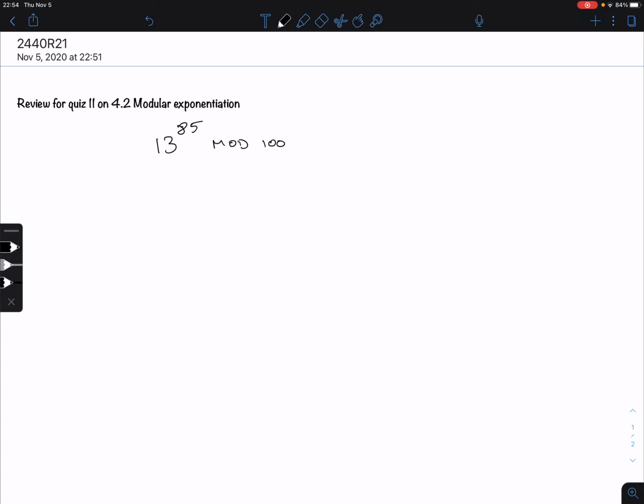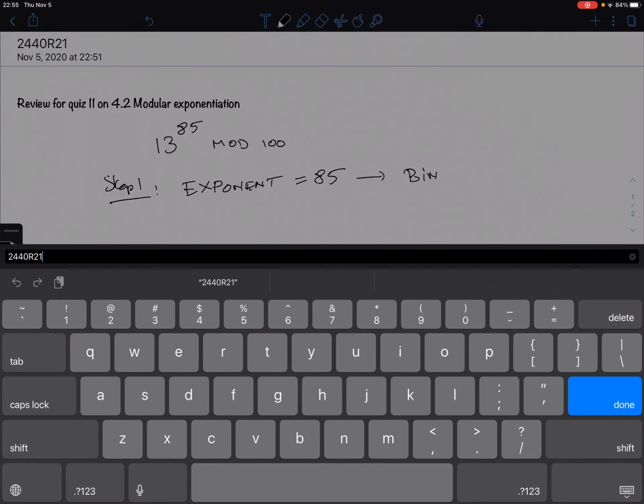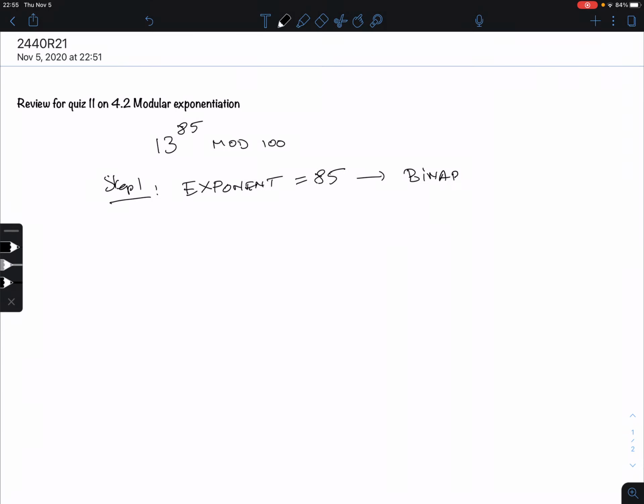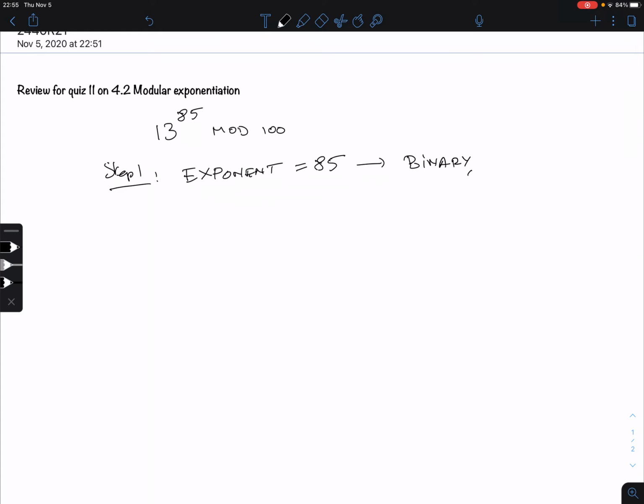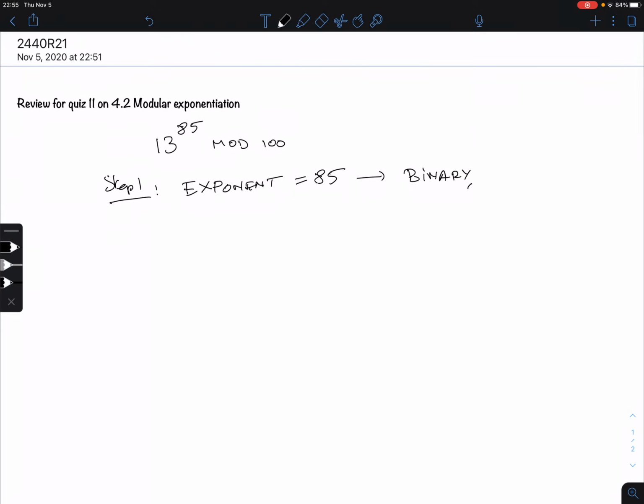So how does it work? Well, the first step is we take the exponent. Don't take anything else. The exponent is 85, and that we have to write in binary. Now we don't really need the binary description. What we need is how it decomposes into some powers of 2, which is basically the binary.